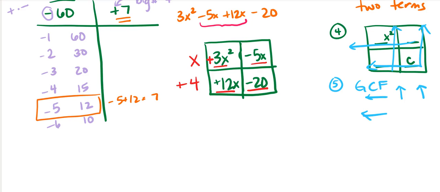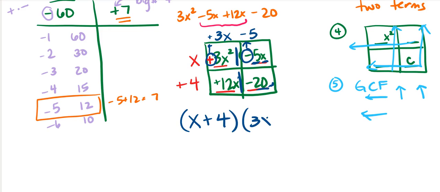When I take my GCF out to the top, here and here, 3 and 12 have a 3 in common. X squared and x have an x in common. And the closest box is positive. Here, 5 and 20 have a 5 in common. This has an x, but this does not, so I don't do that. And the closest box is minus. So my answer is x plus 4 and 3x minus 5. It could also be 3x minus 5 first and then x plus 4. You just can't mix and match.